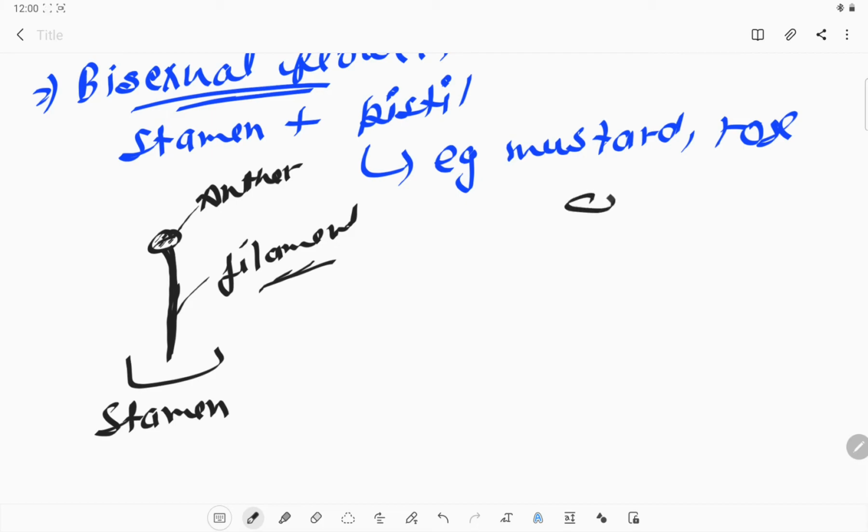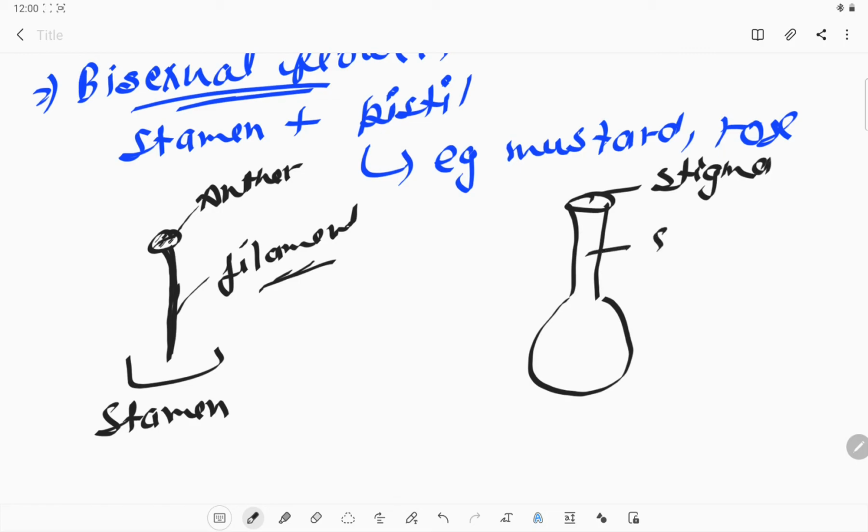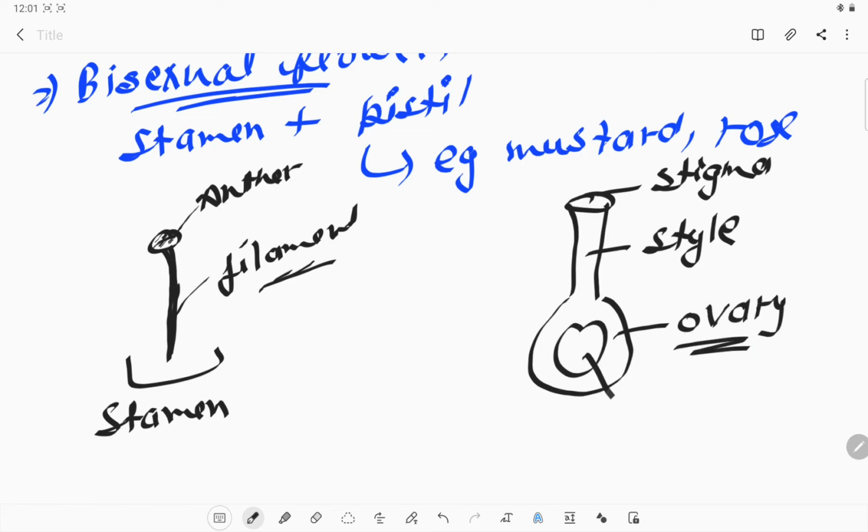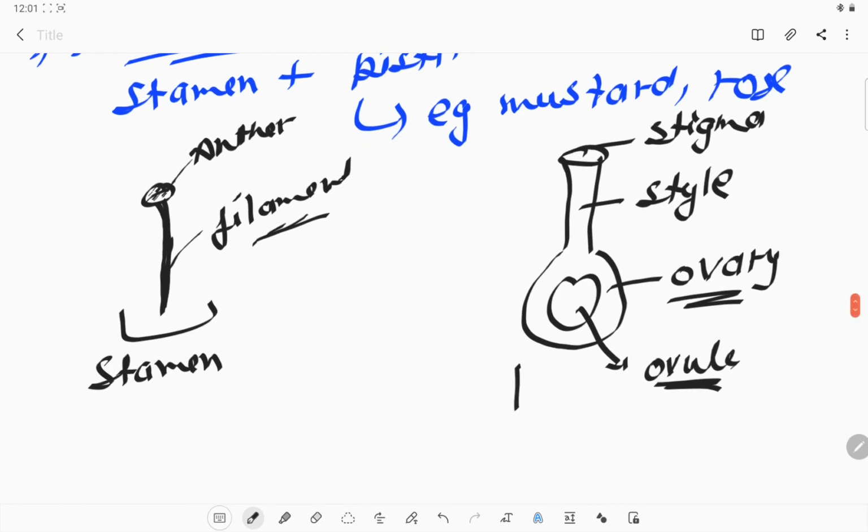If we talk about the female, this is the stigma, this is the style, and this is the ovary portion. This is the stigma portion where the pollen grain will land. This is the style where the pollen tube will form, and this is the ovary where the ovule will form. Inside the ovary there are ovules which form the future seed. If we combine the stigma, style and ovary together, they form the pistil, which we call the female reproductive part.